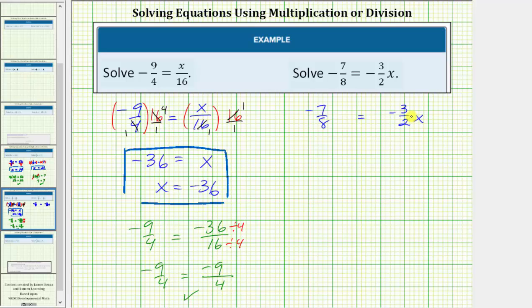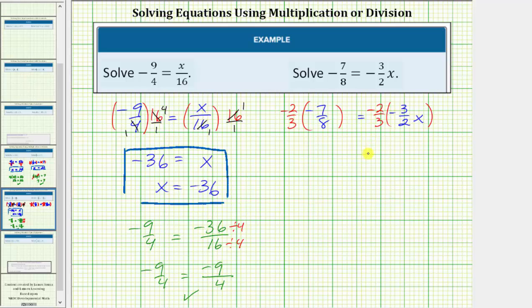But remember, instead of dividing by a fraction, we normally multiply by the reciprocal. So instead of dividing both sides by negative 3/2, let's multiply both sides by the reciprocal, which would be negative 2/3. So we'll multiply the right side by negative 2/3 and the left side by negative 2/3.